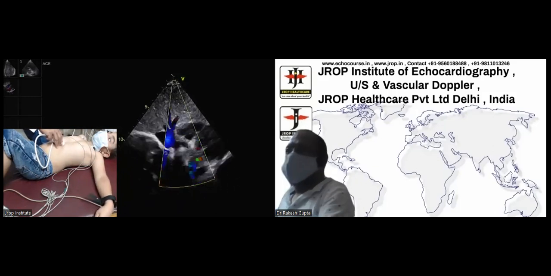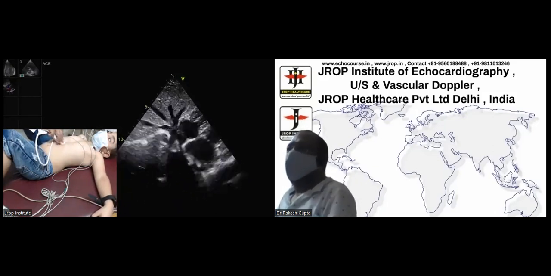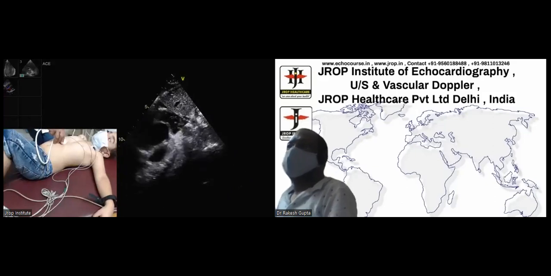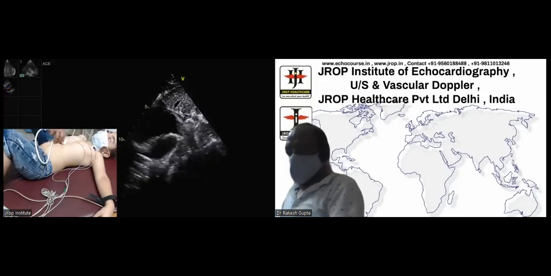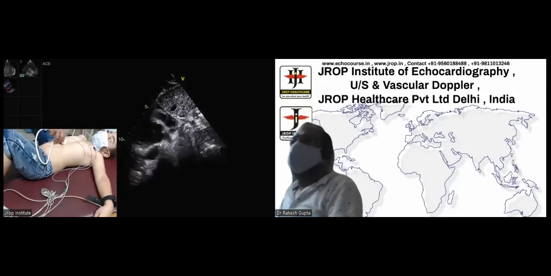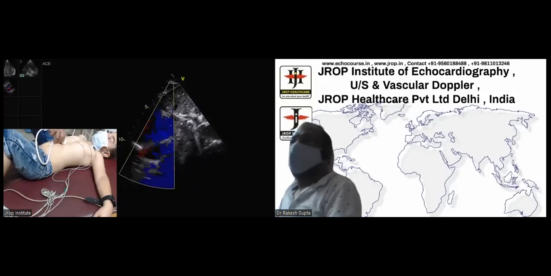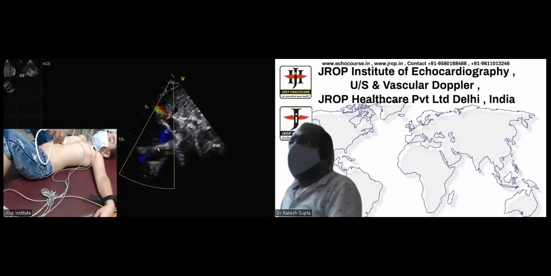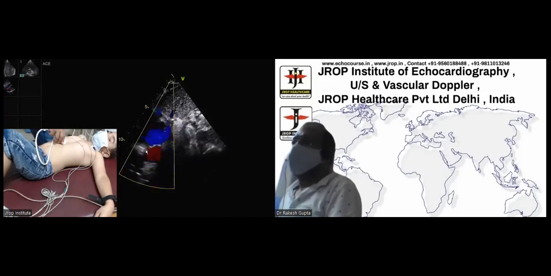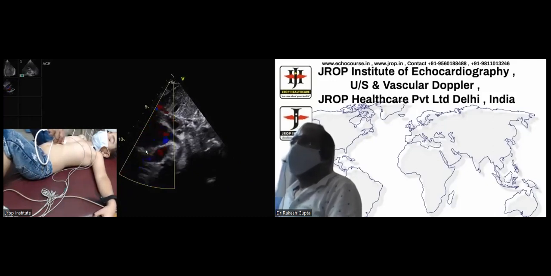Now I'm going to open up, not by counterclockwise rotation, but by clockwise rotation. With this clockwise rotation, this is my interatrial septum, and I'm switching on my colors on this interatrial septum. Even then I can't see any shunt in this region. So no primum, no secundum, no sinus venosus type. Correct?